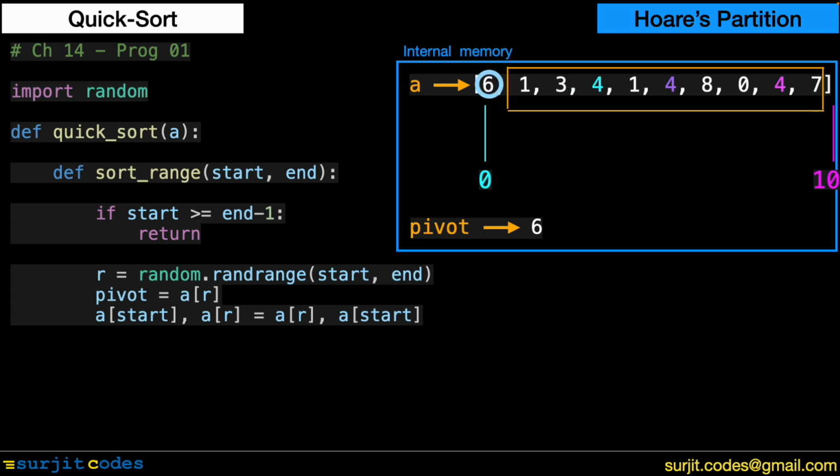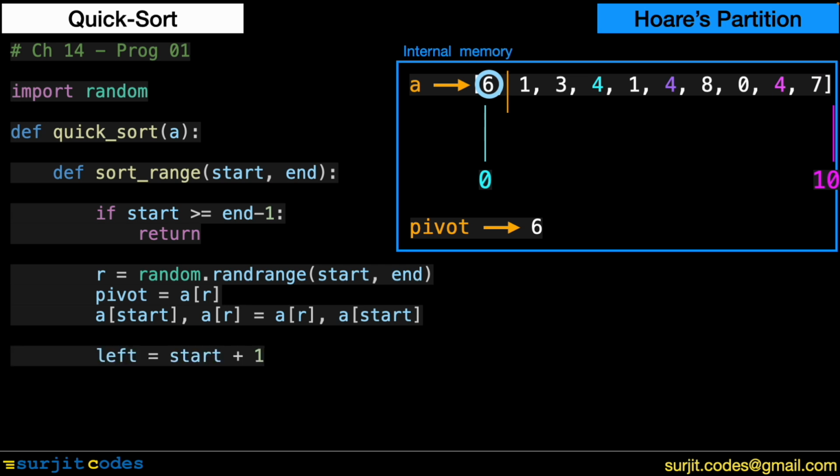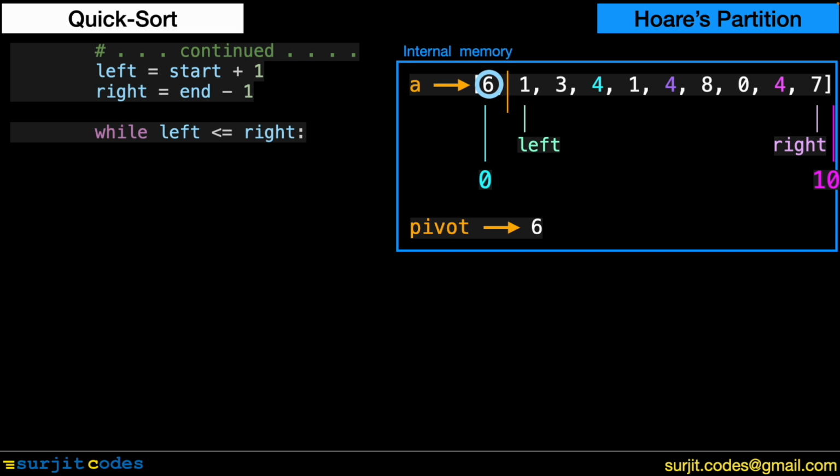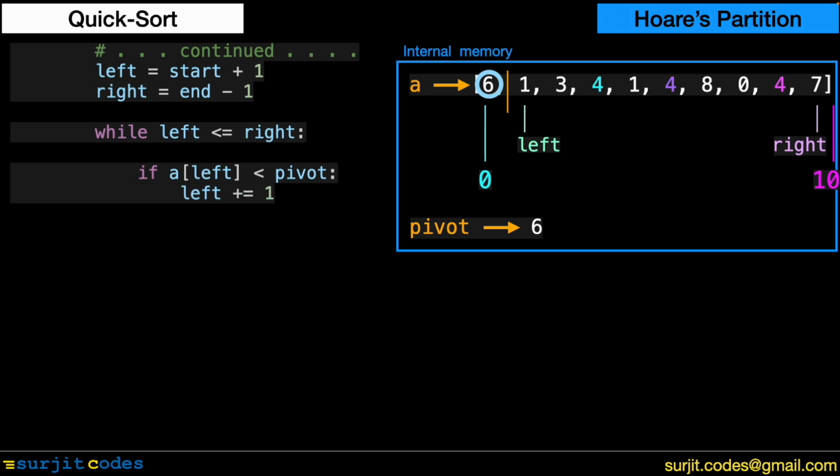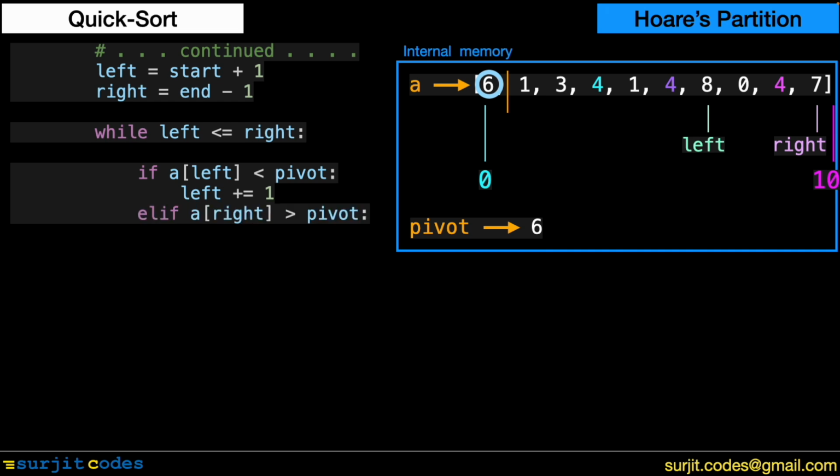We now partition the remaining list into two parts, for which we define left to be start plus 1 and right to be end minus 1. We continue in a loop while left is less than or equal to right. If the item at left is less than the pivot, it is already on the left side of the partition, so we move the left pointer. Items 3, 4, 1 and 4 are all less than the pivot, but 8 is greater than the pivot, so it is not part of the left partition, and we go to the else if part and compare the item at the right pointer with the pivot.